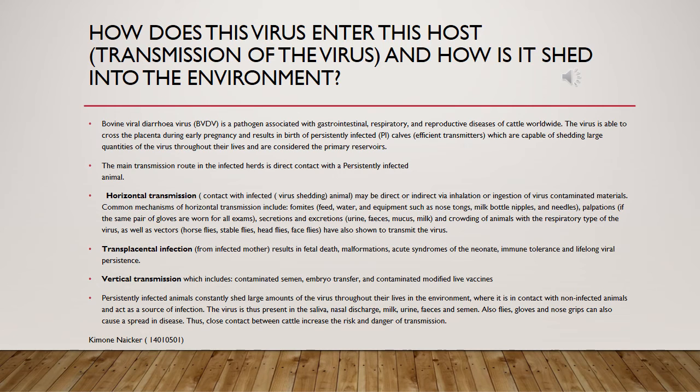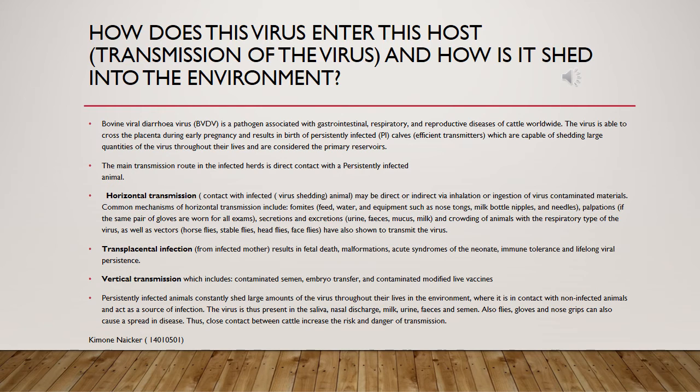The main transmission route in the infected herds is direct contact with a persistently infected animal. Other methods include horizontal transmission, which is contact with an infected virus-shedding animal, which may be direct or indirect via inhalation or ingestion of the virus-contaminated particles. Common mechanisms of horizontal transmission include fomites, which are feed, water, and equipment such as nose tongs, milk bottles, and needles. Others include palpations, secretions and excretions, and crowding of animals with a respiratory type of the virus, as well as vectors such as horseflies, stable flies, and herd flies.